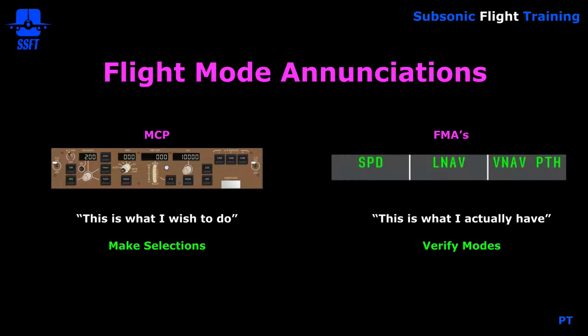The mode control panel allows us to make selections for the autopilot and/or flight director system. You can think of the mode control panel as: this is what I wish to do, but it doesn't necessarily tell me whether I have an active mode or an armed mode, or whether a mode engaged at all. I have to look at the FMAs to determine that. The flight mode annunciations will tell me this is what I actually have. This is where we verify the modes.